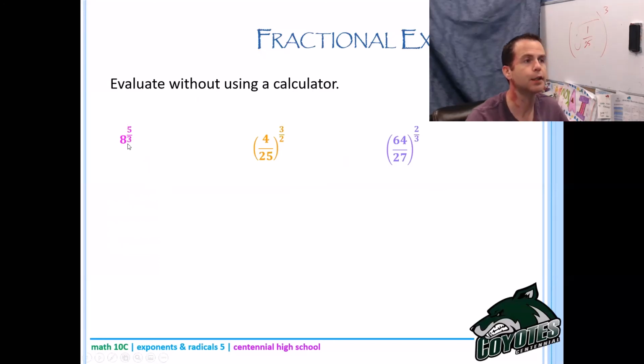Okay, 8 to the 5 over 3. Well, I'm looking at the cube root of 8, all to the 5. The cube root of 8 is 2. 2 to the 5 is 32.